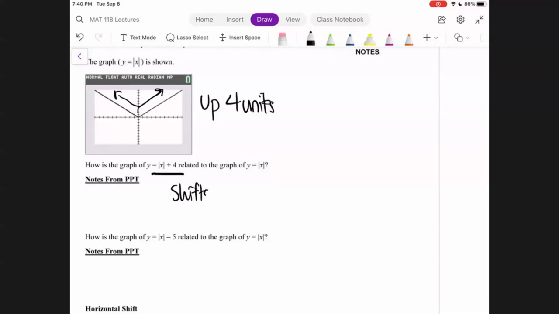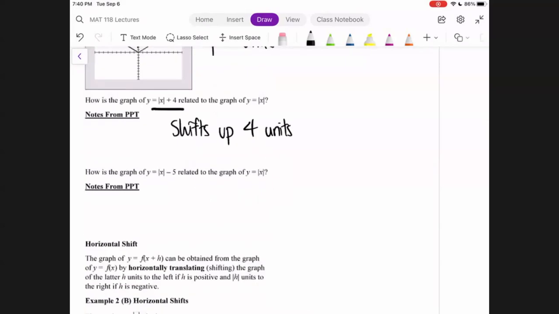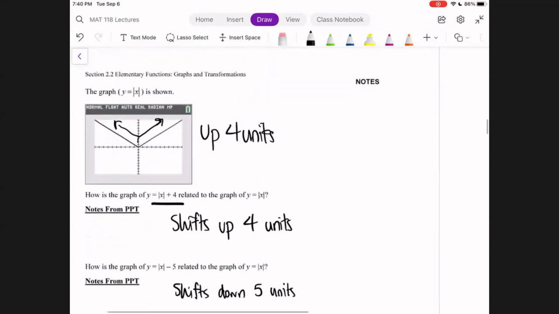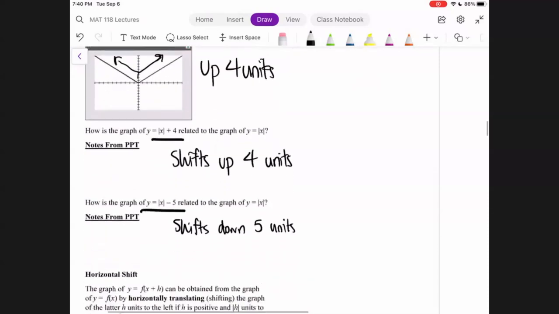Shifts up 4 units. Okay. What about this one? If I have a minus 5 on the outside, well, that will just take it and shift it down 5 units. Okay. And you can always graph this. I would say it's very good to graph the original if you have the function and the shift. And then you can kind of see, oh, this one is this one moved down.